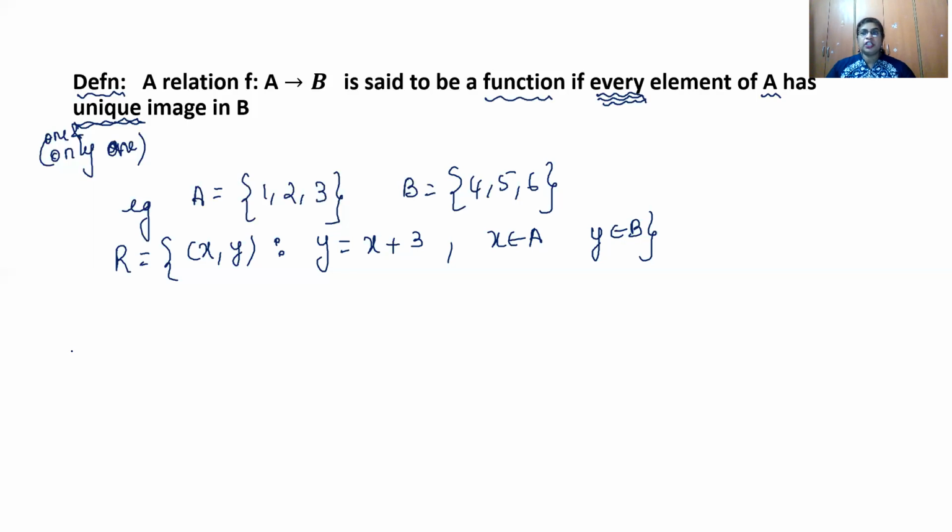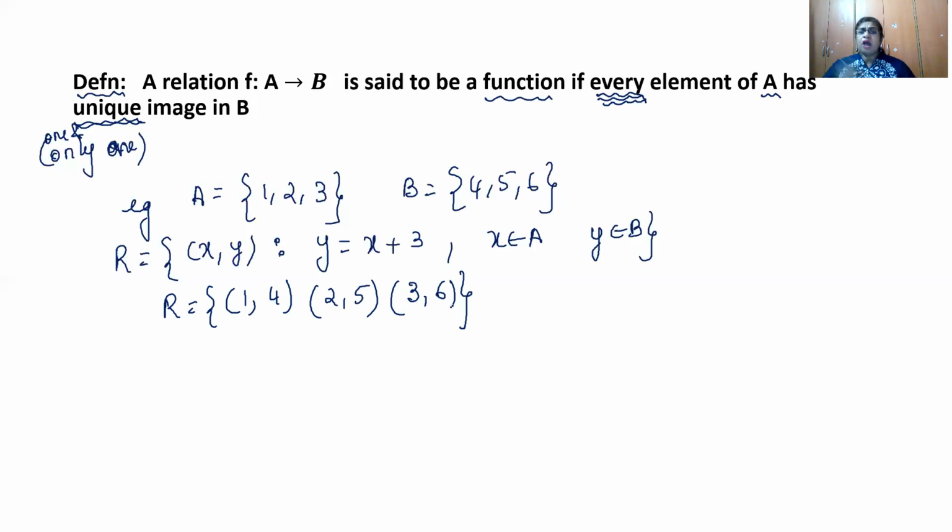If it has to become a function, then every element should have a unique image. So let us check whether that is possible. What is my answer here? x belongs to the set A, so x is equal to 1. When you take x equal to 1, what do you get? y is equal to 1 plus 3, which is equal to 4. So what is R from this? When x is 1, 1 plus 3, you get 4. When you take x equal to 2, 2 plus 3, how much? You get 5. When x is equal to 3, you get 3 plus 3, which is equal to 6. So (3, 6) is the answer.